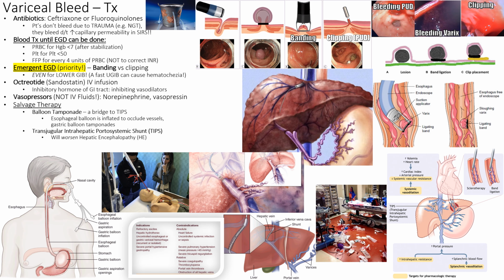Okay? So you can't just clip both sides. It's not going to work. You got to put a rubber band around it and cinch it off. Okay? So that's the idea. You band varices and you clip ulcers, basically. Okay? So antibiotics and then blood.